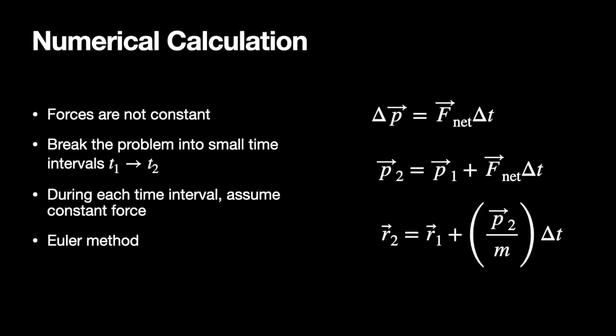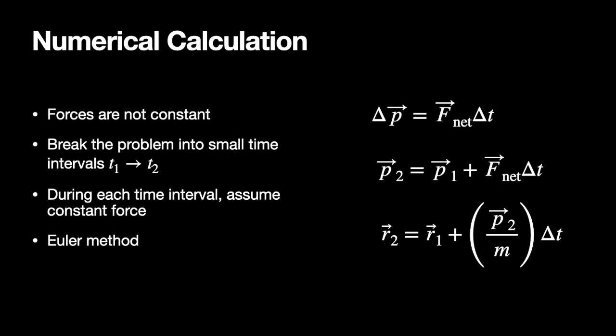And then after that, I can use the definition of average velocity to find the position at the end of the time interval. Now here is a trick. Remember, I said v average is the change in position over the change in time, but I'm using P2 over m, which is the velocity at the end of the time interval. That's just a little trick. It works just fine.